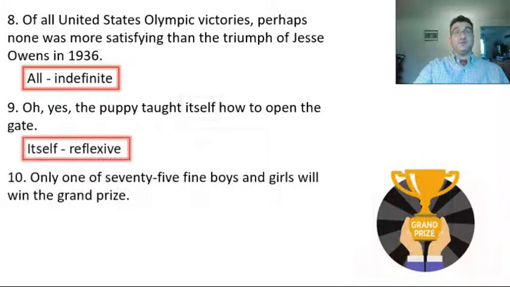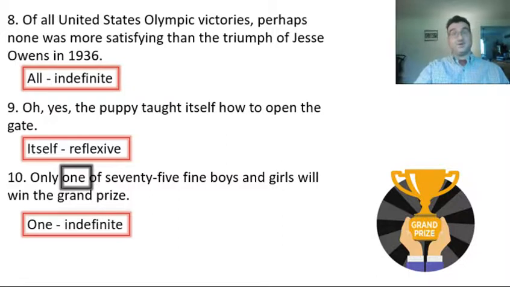Next, we have only one of 75 fine boys and girls will win the grand prize. So we find the pronoun there. There's just one. Happens to be one. And it's an indefinite pronoun.